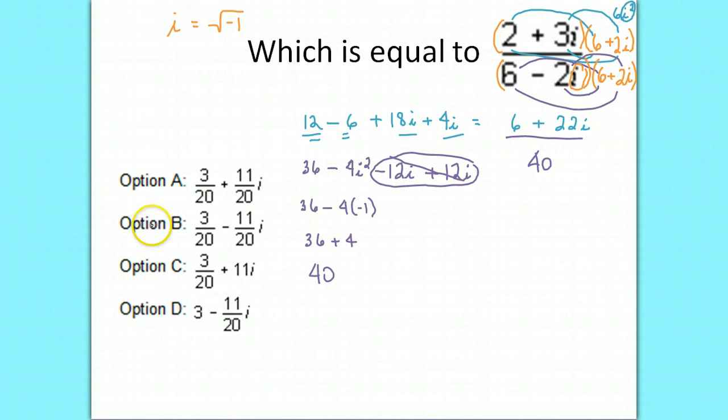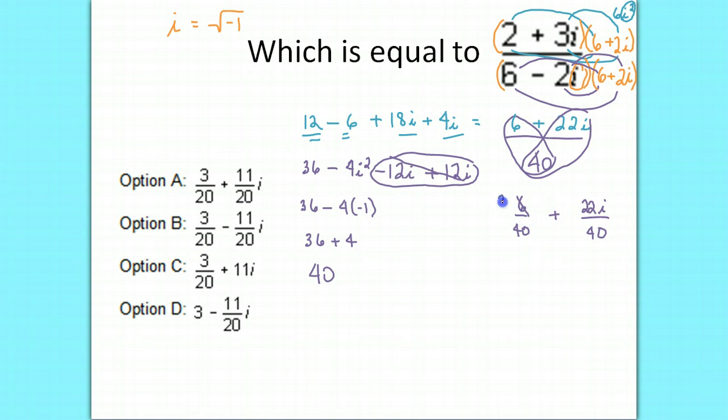Now, you're probably looking over here at the answers and saying, okay, it still doesn't match. Well, what you can do, if you have a single term in the denominator, is break this into two fractions, 6 over 40 and 22i over 40. And then, because 6 and 40 are both even, and because 22 and 40 are both even, you can reduce those fractions a little bit. And that will make it match up with our choices.